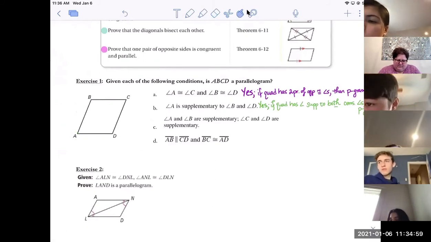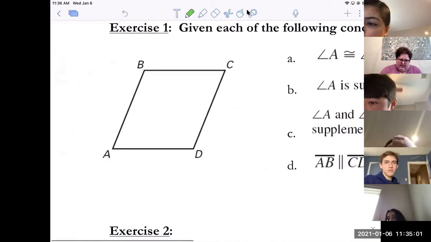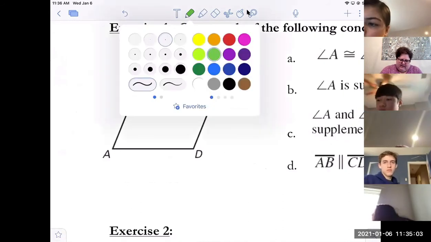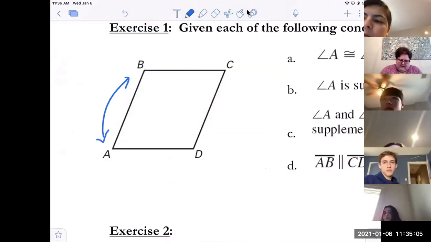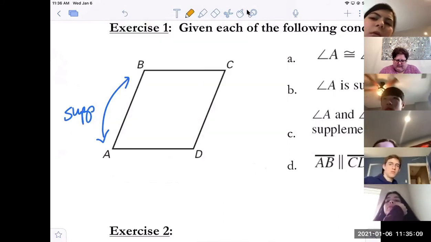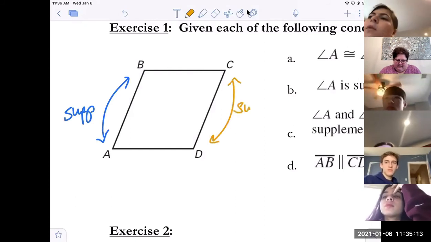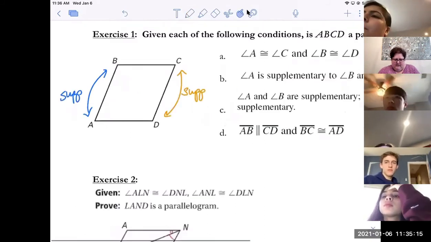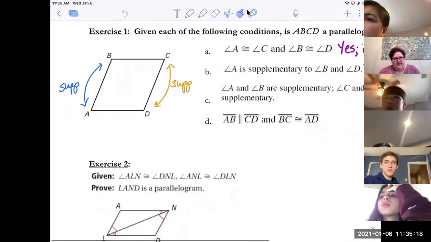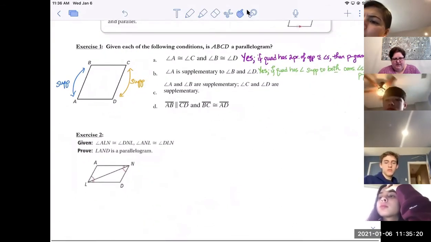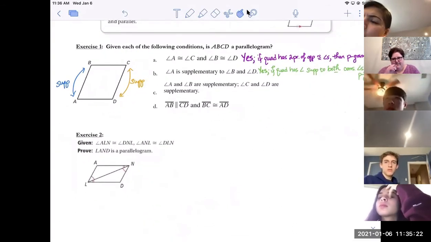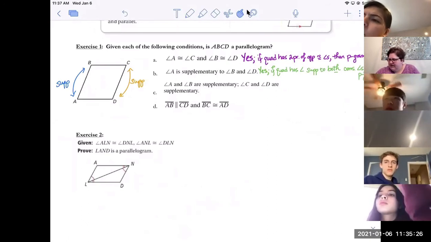Okay, A and B are supplementary. And C and D are supplementary. And then I know you've been trying, so if you want to answer this one, go for it. If not, somebody else can answer. Do you want to try that one, Emmett?